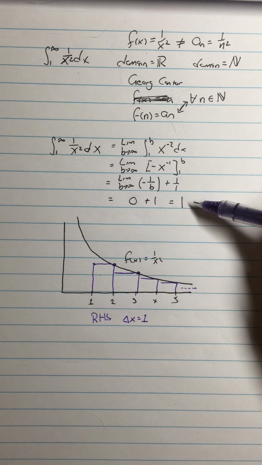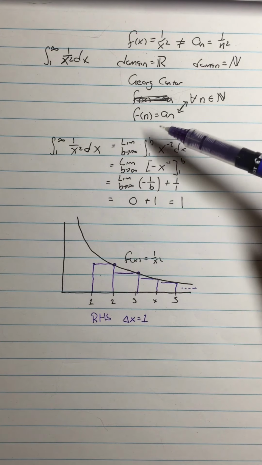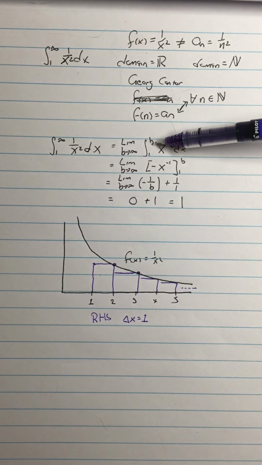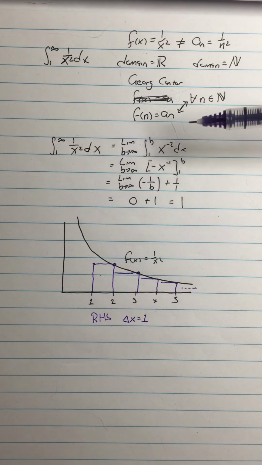So did you get one? I hope so. When we do this integral, we're going to have the upper limit be b and take the limit as b approaches infinity.